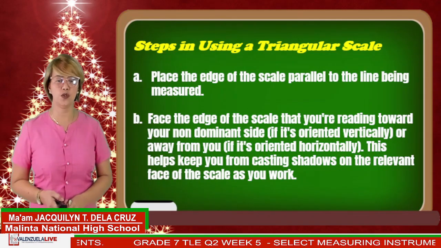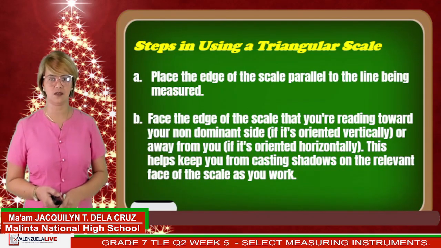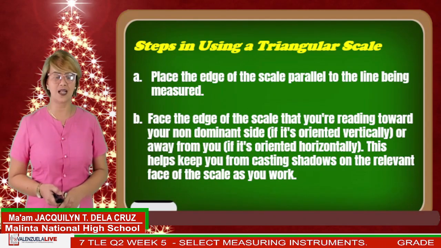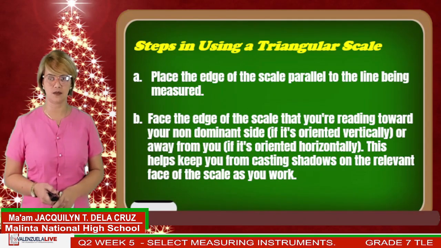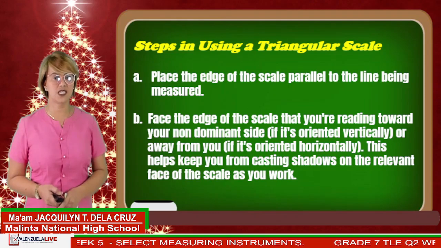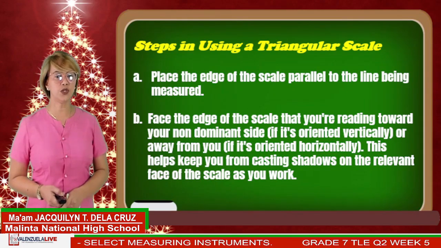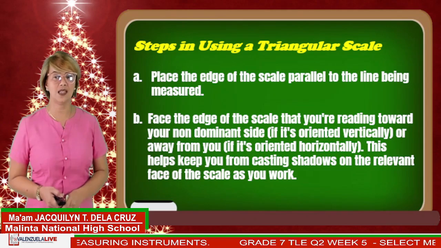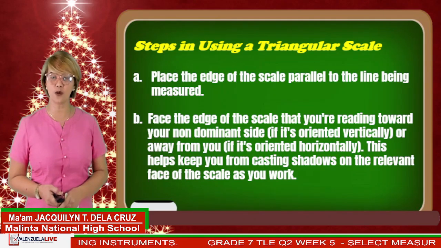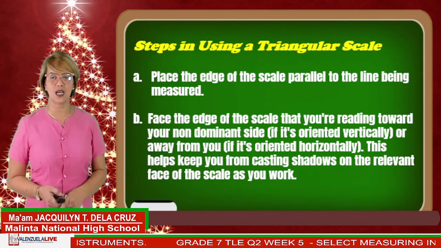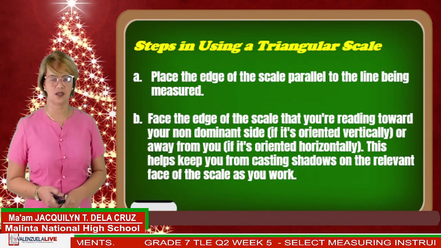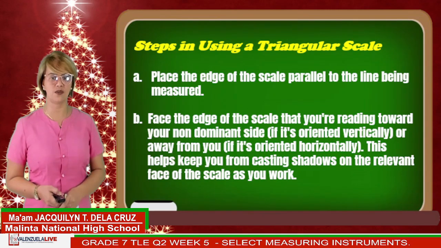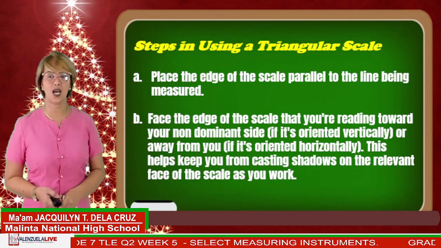Here are the steps in using the triangular scale. A. Place the edge of the scale parallel to the line being measured. B. Face the edge of the scale that you're reading toward your non-dominant side if it's oriented vertically, or away from you if it's oriented horizontally. This helps keep you from casting shadows on the relevant face of the scale as you work.